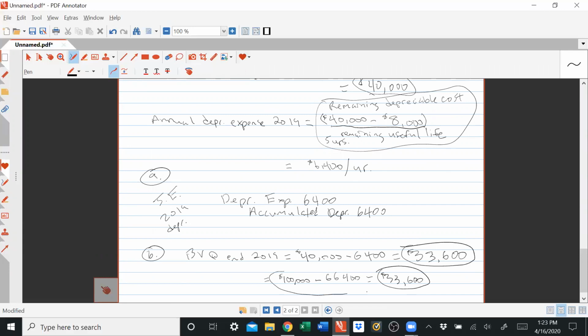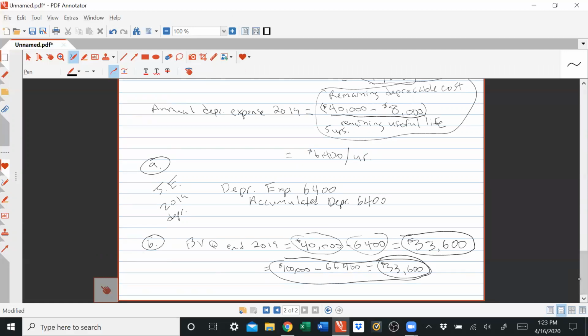So this is the book value definition, acquisition cost minus the balance in accumulated depreciation. You can also get it by taking book value at the beginning of the year minus the depreciation in that year equals book value at the end of the year. They're equivalent, they give you the same answer. Different calculations, but give you the same answer. Answer is 33,600. Hopefully that made sense.